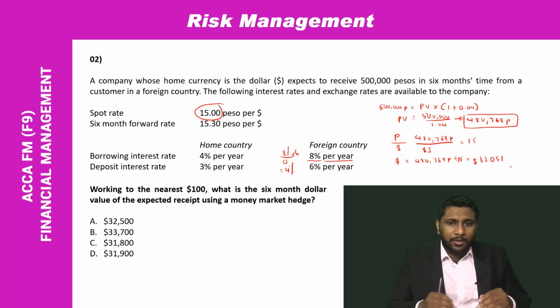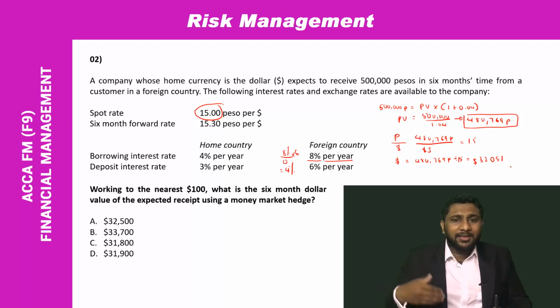So what you will do is go and deposit this in the dollar account, because this is a cash receipt that you should ideally get in another 6 months' time. Now you have this 32,051 with you now, so ideally it shouldn't be the case. You should have this 32,051 in another 6 months' time. So I will go and deposit this 32,051 in my dollar account.